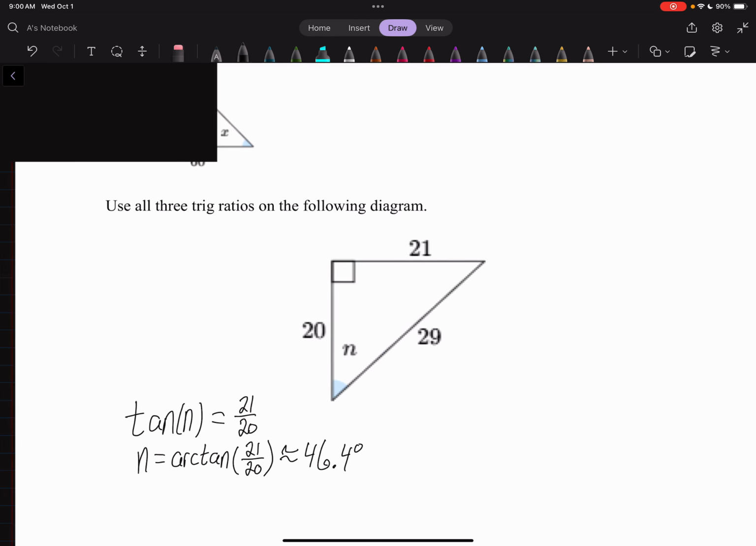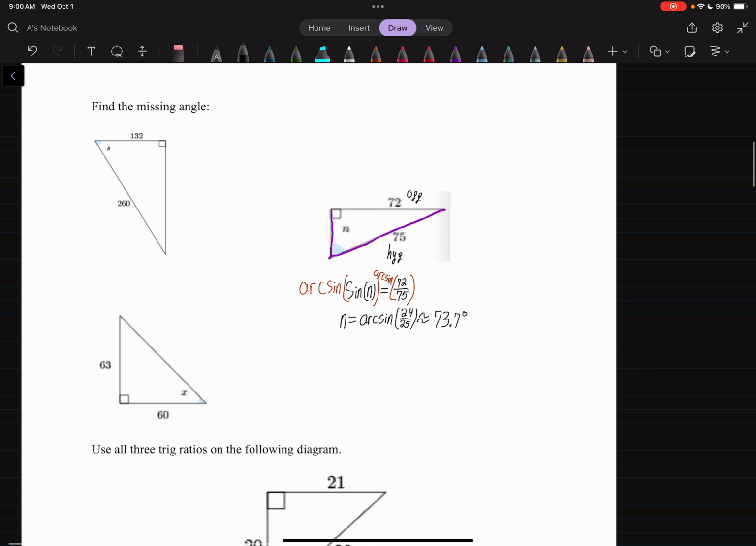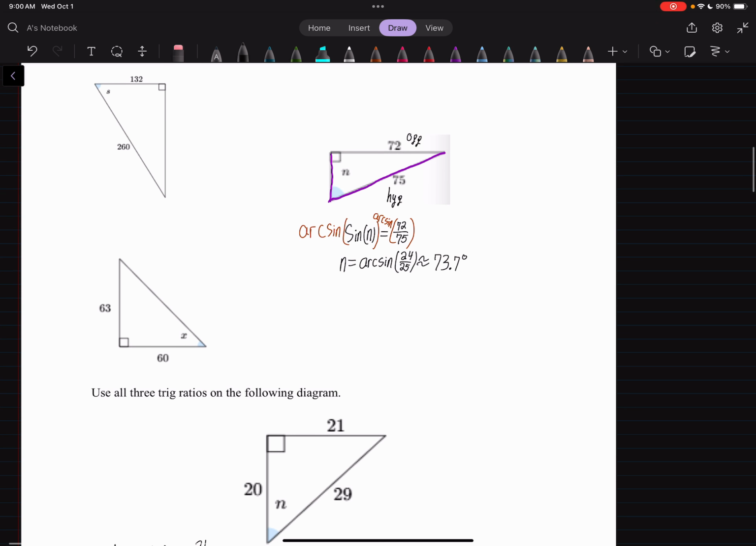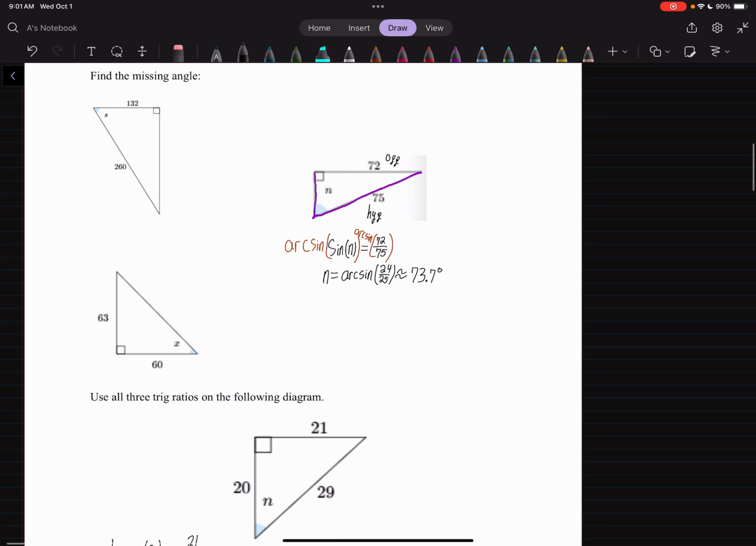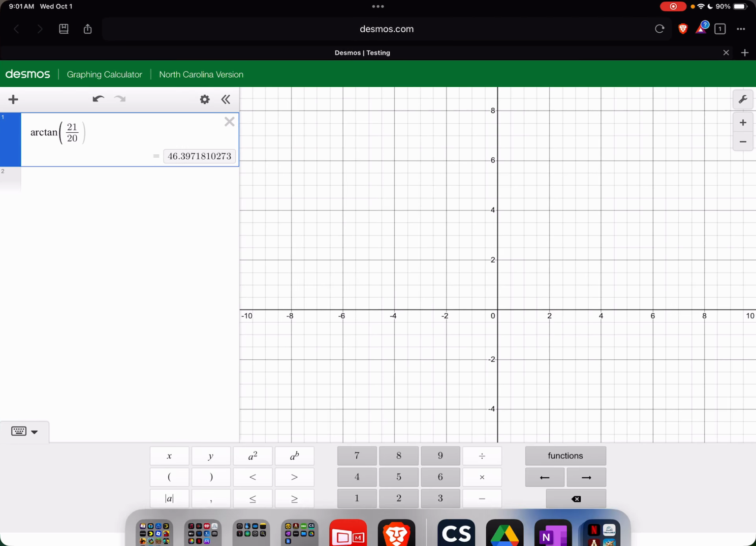Now I want you to try the top two problems here, as well as using sine and cosine on the very bottom problem. See if you get 46.4 degrees on all three ratios. Let me show you the answers and we'll be done for today.